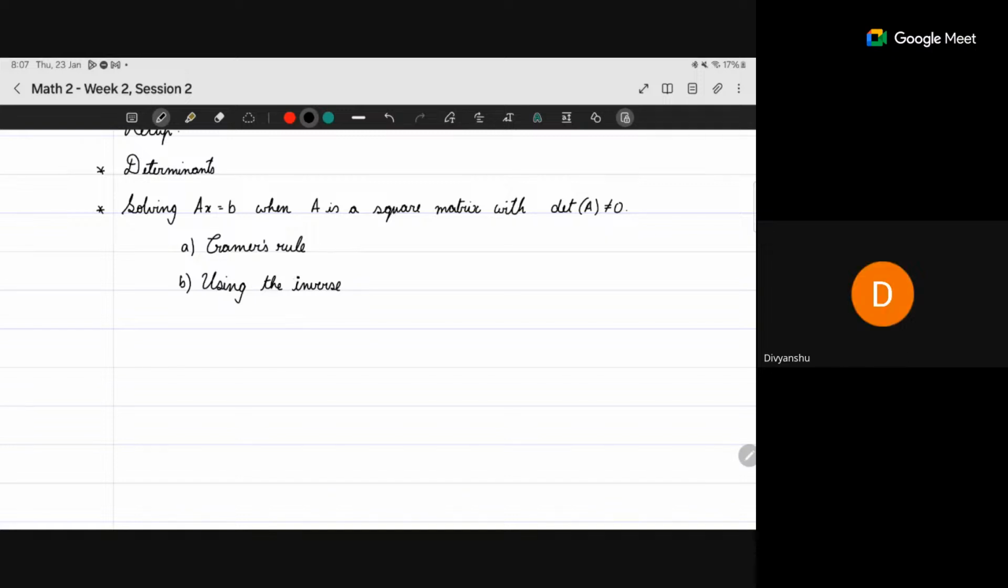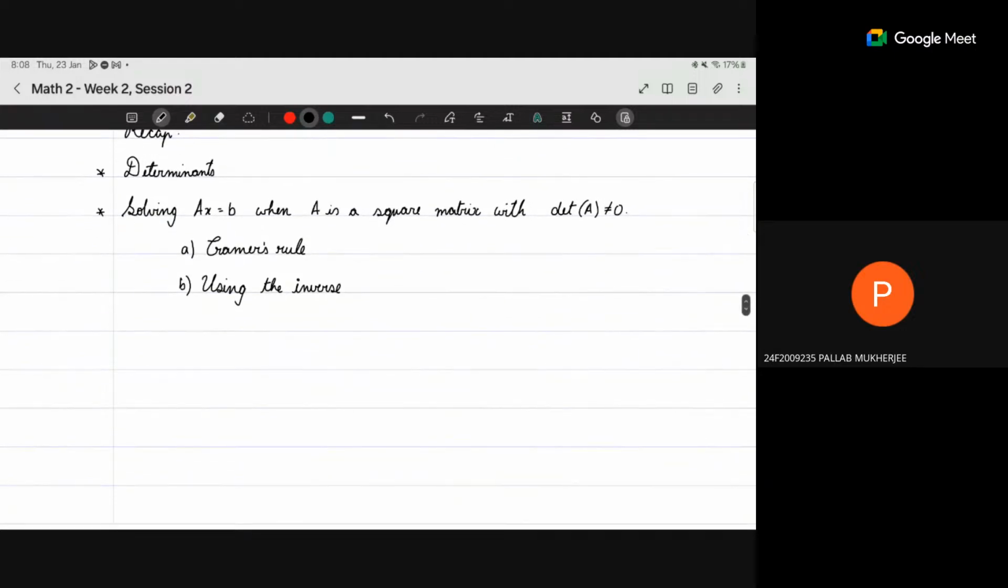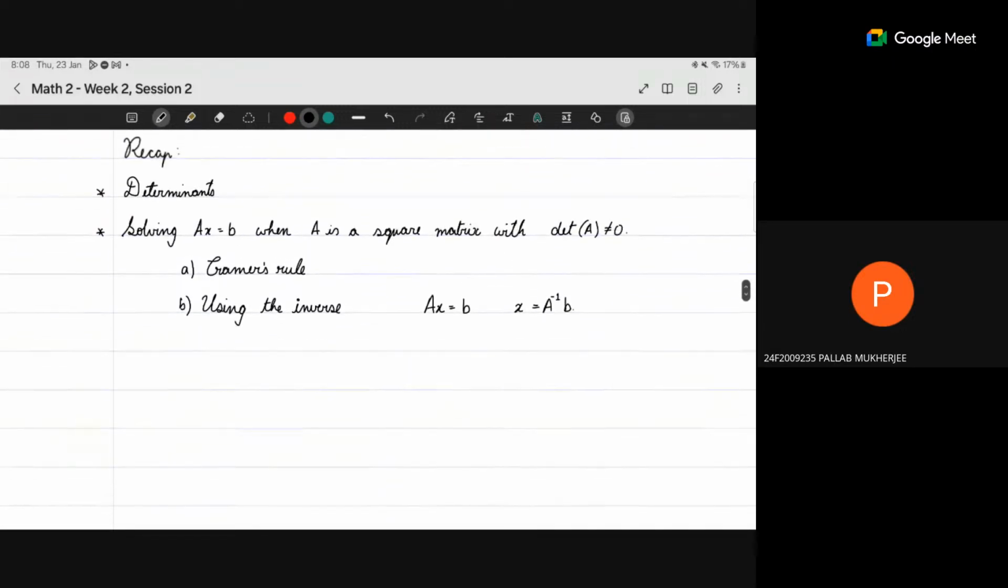Any doubts from the last session, or should I go ahead? Go ahead. Sir, at last, can you just explain the using the inverse part, if possible, after the session? Sure. If you have Ax equal to b, the unique solution to that is x equal to A inverse b. And how to compute the inverse we had discussed last time. If you want, we can take it up at the end again. Yes, sir, that will be nice for me. Okay. Thank you, sir.